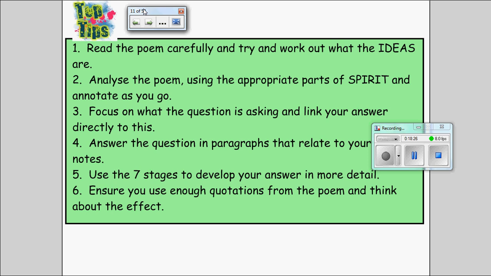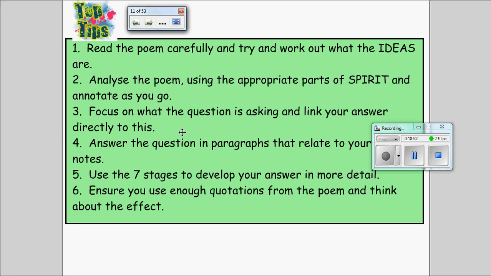Second thing you need to do is analyse the poem using the appropriate parts of SPIRIT. Now sometimes you might not find anything that you can say about the structure. Sometimes it might not be clear if there's any imagery. So you need to choose the bits that actually work with this poem. And as you're going through it, you need to annotate and say what's happening in different places, so that when you come to write the essay, you've got your notes to do that.